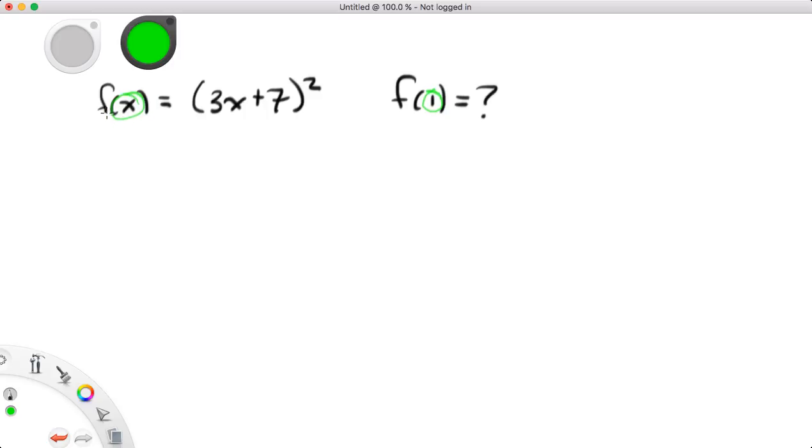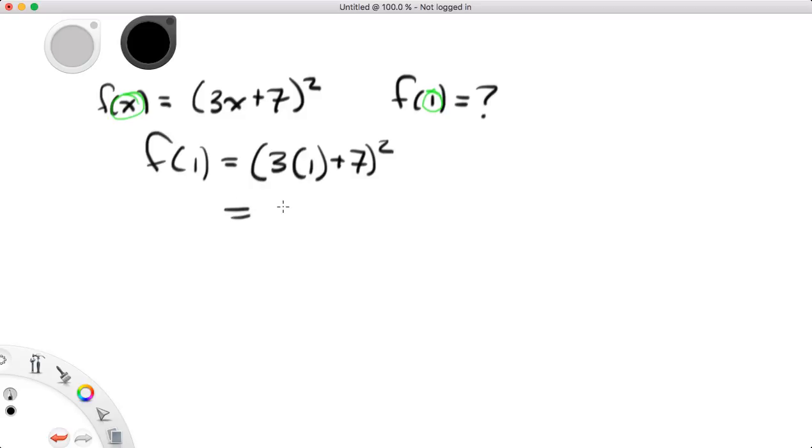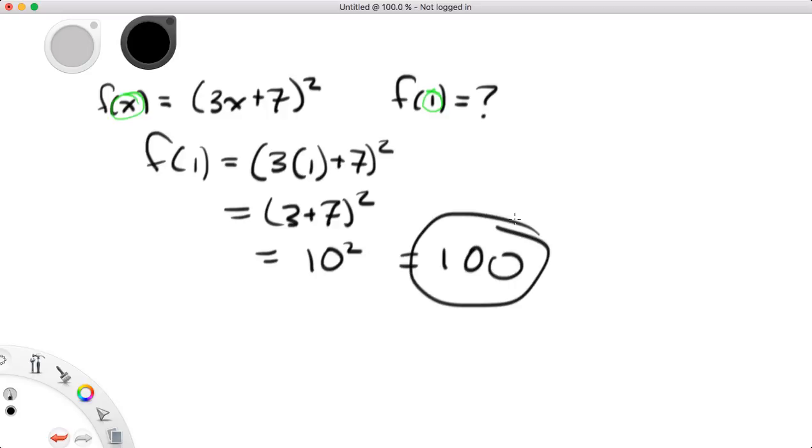when you see this f of 1, and you're given the definition that f of x is something, all this means is that you're going to substitute that 1 in for that x, right? So you're going to say that f of 1 is equal to 3 times 1, right? I'm just putting the 1 where the x used to be, plus 7, squared, okay? Well, we know that 3 times 1 is 3. 3 plus 7 is 10, right? So you're going to end up with 10 squared, which is 100. Oh my goodness, that is so easy.